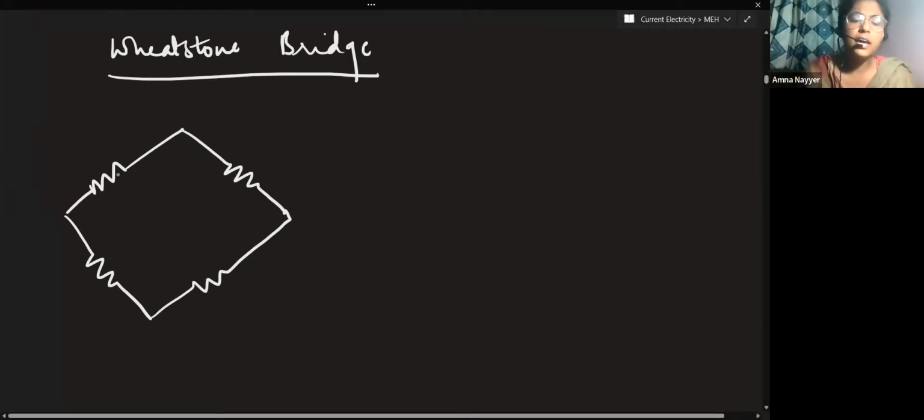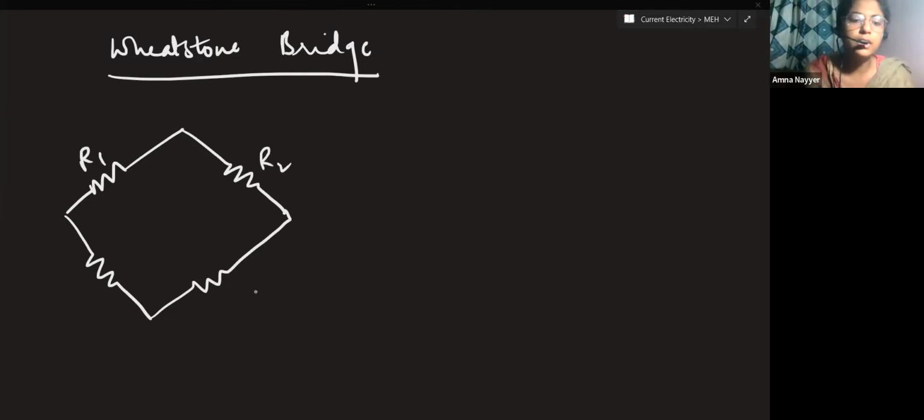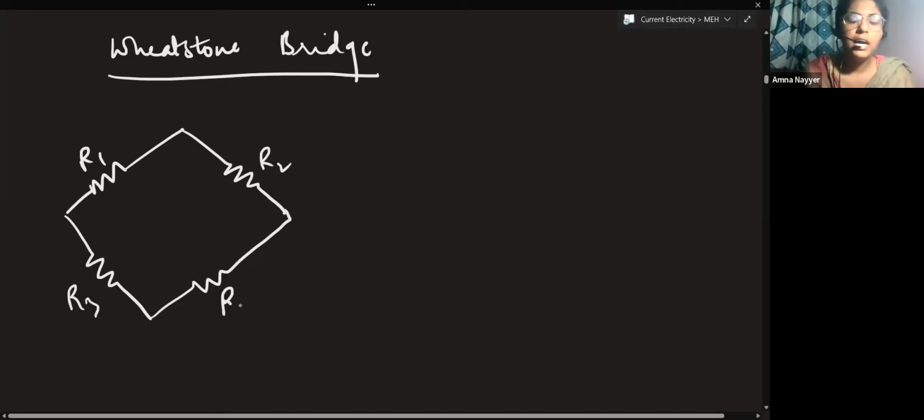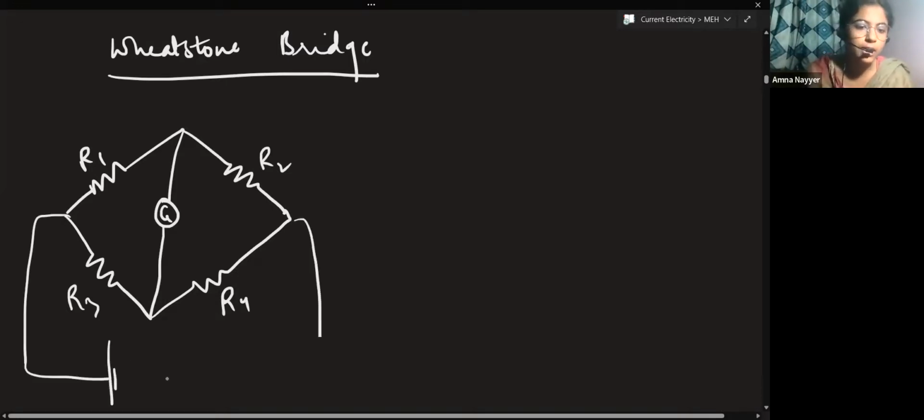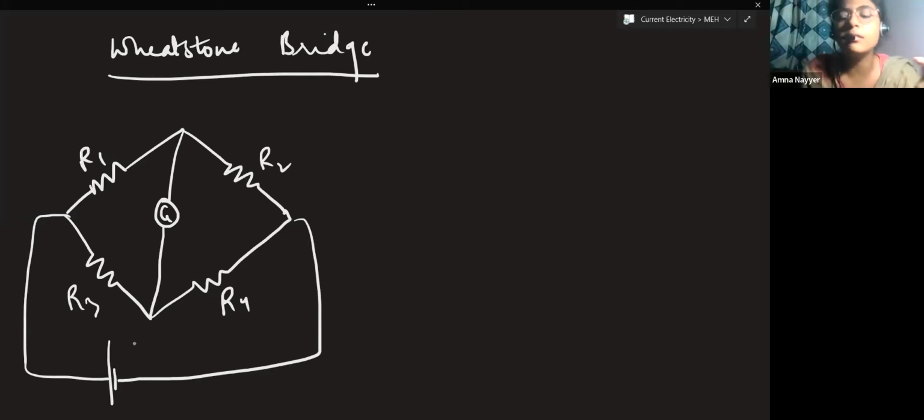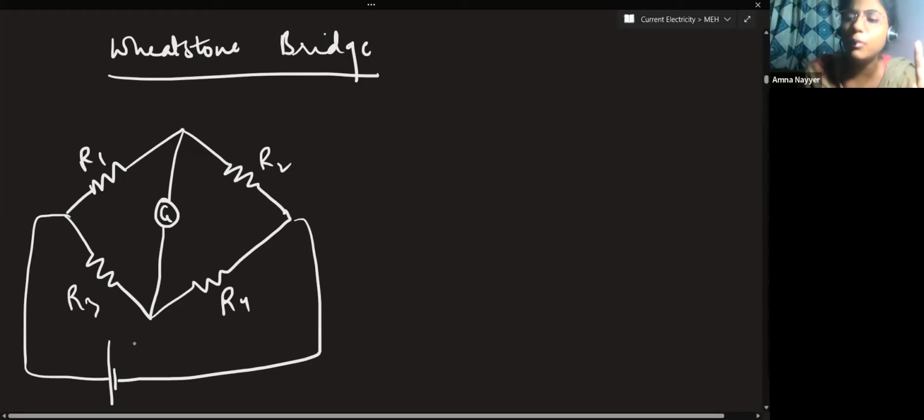So let's take, there are 4 resistors connected. Let's name them randomly. This is R1, this is R2, this one is R3, and this one is R4. A galvanometer has been connected in between these, and the other two opposite ends have been connected to a cell. This is connected to the positive terminal of the battery, and this side is connected to the negative terminal of the battery. Basically, this arrangement is known as Wheatstone bridge. Even if you replace the resistors with capacitors, the concept will remain the same.